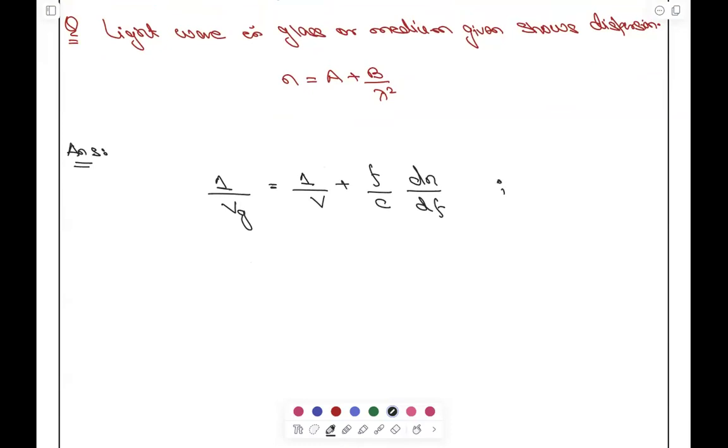So we know that c is equals to lambda f. Put the value. So f is equals to lambda by c. Put the value. Let me know if you are getting this thing or not. 1 by vg is equals to 1 by v minus lambda by c dn by d lambda. Let me know if you're getting it or not.